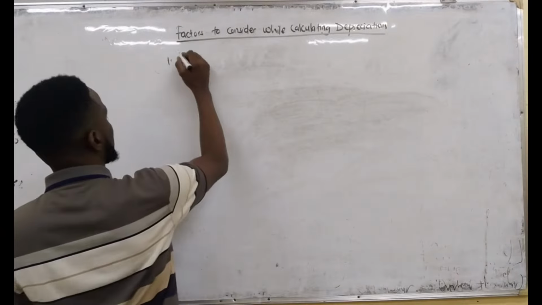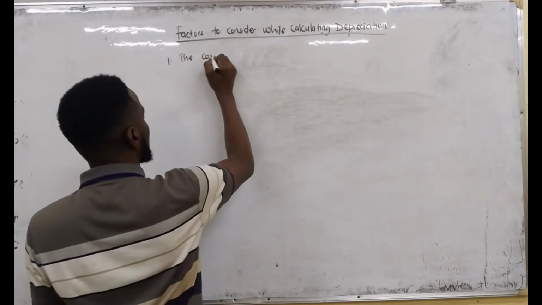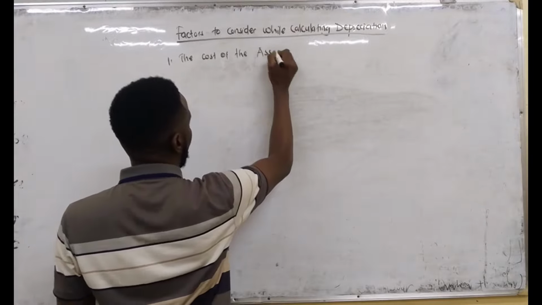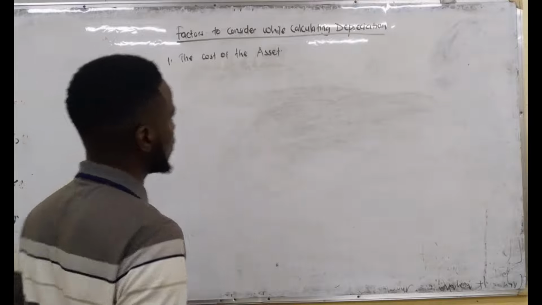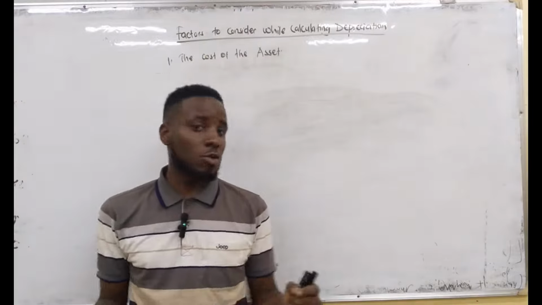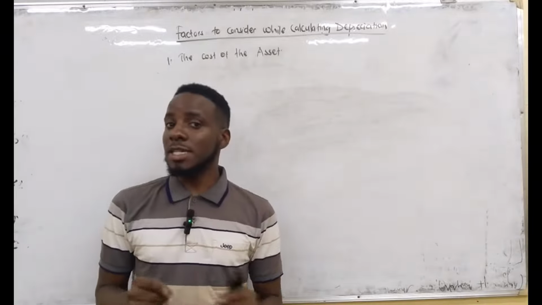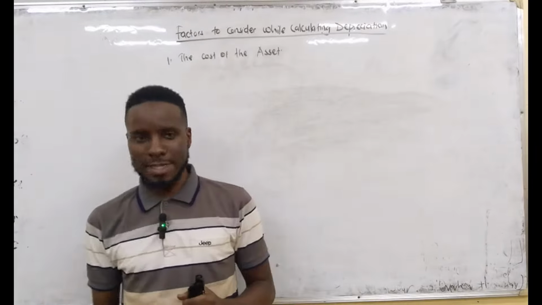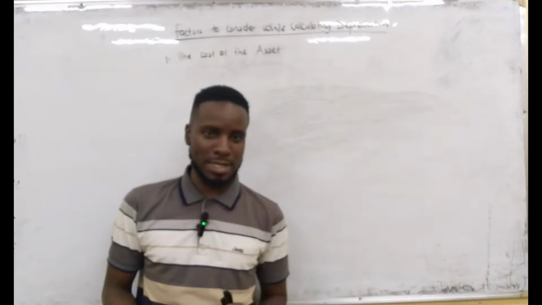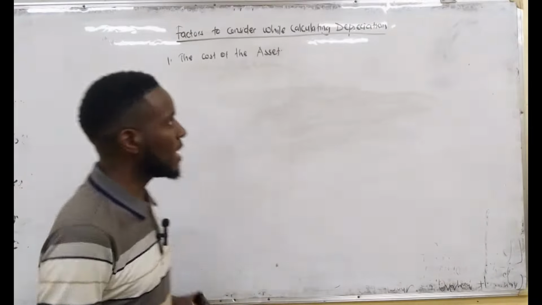The very first one is what they call the cost of the asset. This is a factor to consider. You are supposed to establish the cost of the asset. So you need to know how much this asset actually cost us. So one of them is the cost of the asset.